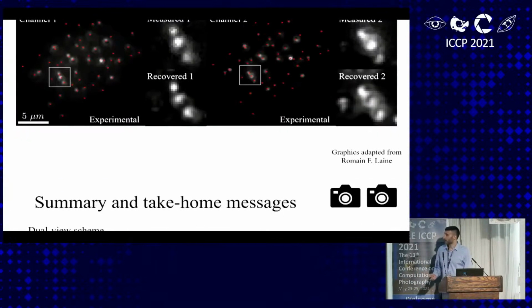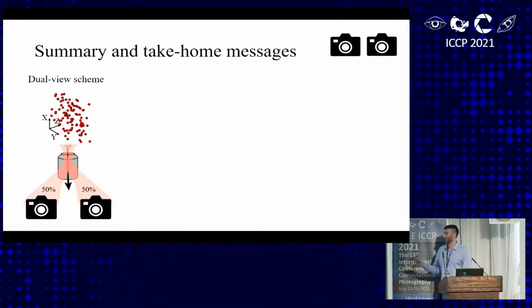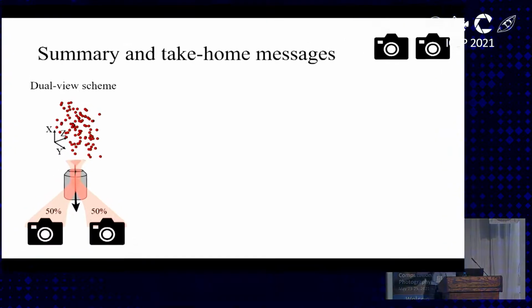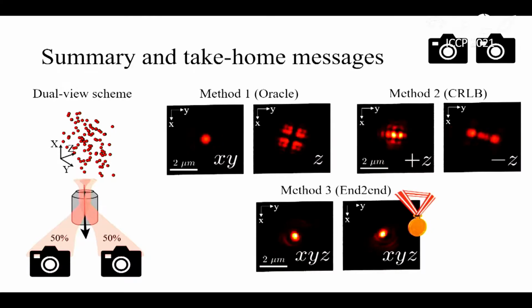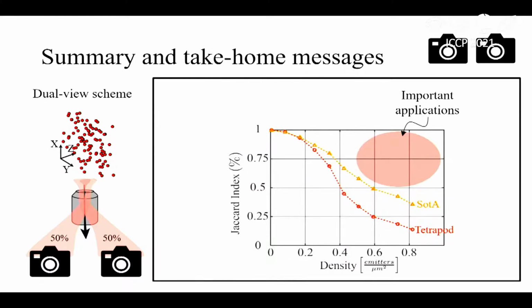Okay, so after such a long slide, let us just conclude. So to summarize, in this work, we proposed a dual view scheme that splits the intensity 50-50 between two cameras in order to increase the emitter detection at high densities. And specifically to design the PSFs of both cameras, we proposed 3 different design methods, where the leading method was the end-to-end learning of both PSFs. And now coming back to the original premise of increasing the detection rates at high emitter densities, with this work we were able to push this significantly higher up. And therefore, if you're a biologist interested in such things, there are exciting new opportunities for you using our method.